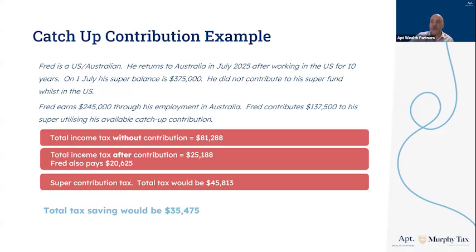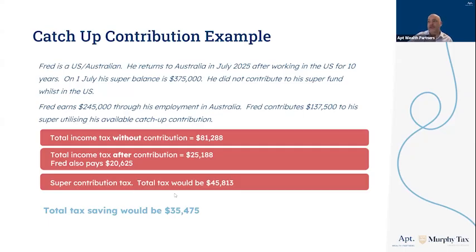The total income tax after that contribution drops to 25,188. And then Fred also pays $20,625 on that money going into super because there was that 15% contributions tax. So the total tax that he would then pay is $45,813. So the saving would be $35,475 in this example. So there's a huge opportunity for those that haven't been contributing in previous years to get a potential tax benefit from contributing into super.